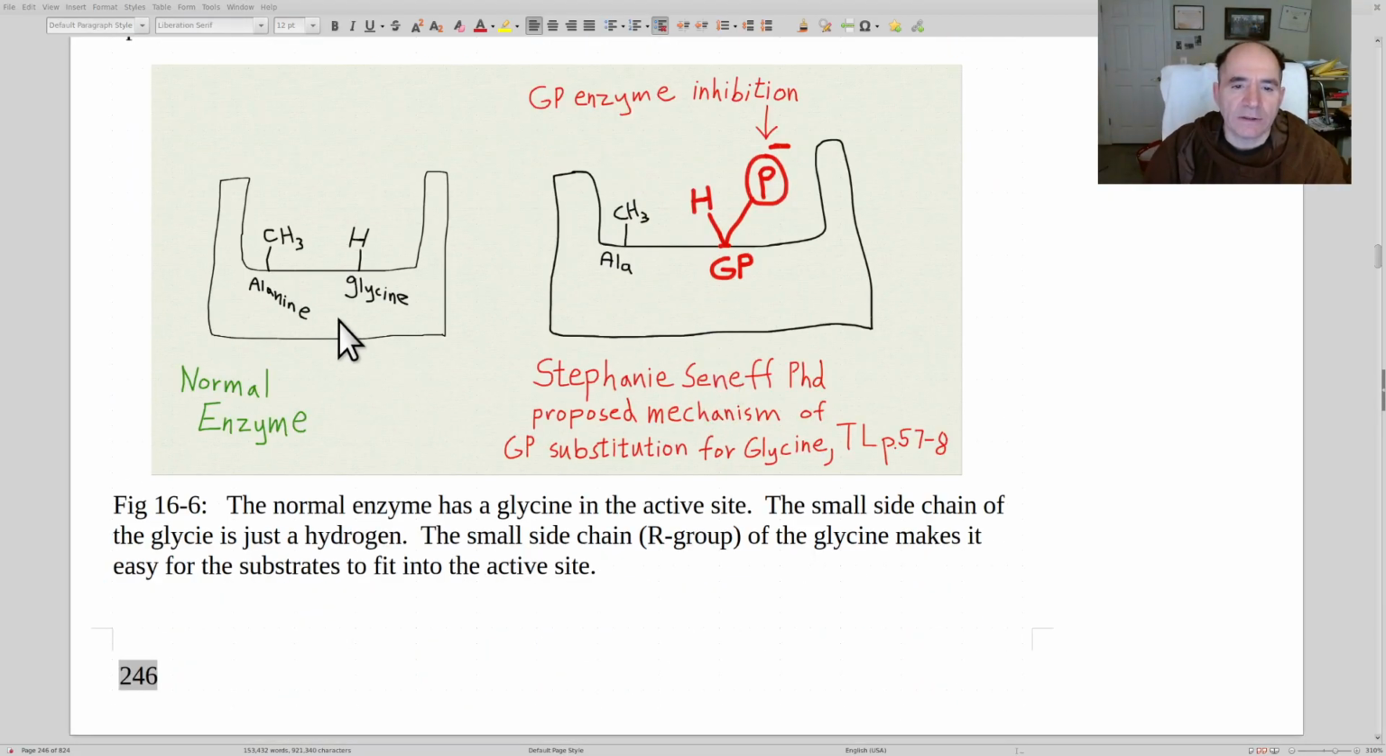Okay, now here's showing that, let's say a regular enzyme active site has an amino acid alanine that just has an R group of a methyl group, and here's a glycine, its R group is just a hydrogen. So there's a lot of space for a substrate to come in here. Now if you substitute glyphosate, GP, for glycine, it's going to be a lot bulkier because it's got that big phosphate group, and this phosphate group has a negative charge. So if the substrate was a negatively charged something, it's going to be repelled by that negatively charged phosphate. But the big thing here is just the bulkiness of the phosphate is going to take up a lot of space in the enzyme active site, making it hard for the normal substrate to bind to it.